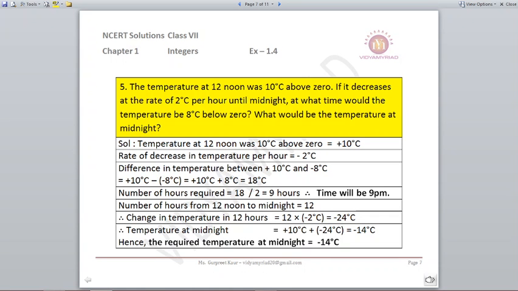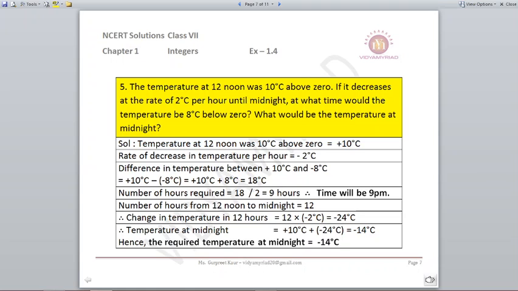Question number 5. The temperature at 12 noon was 10 degrees Celsius above 0. If it decreases at a rate of 2 degrees Celsius per hour until midnight, at what time would the temperature be 8 degrees Celsius below 0? Below 0 means it should be minus 8. What would be the temperature at midnight? So there are two parts in this. We need to find out the time when it will be minus 8 degrees Celsius, and we need to find out what the temperature will be at midnight. So let's begin with the question.